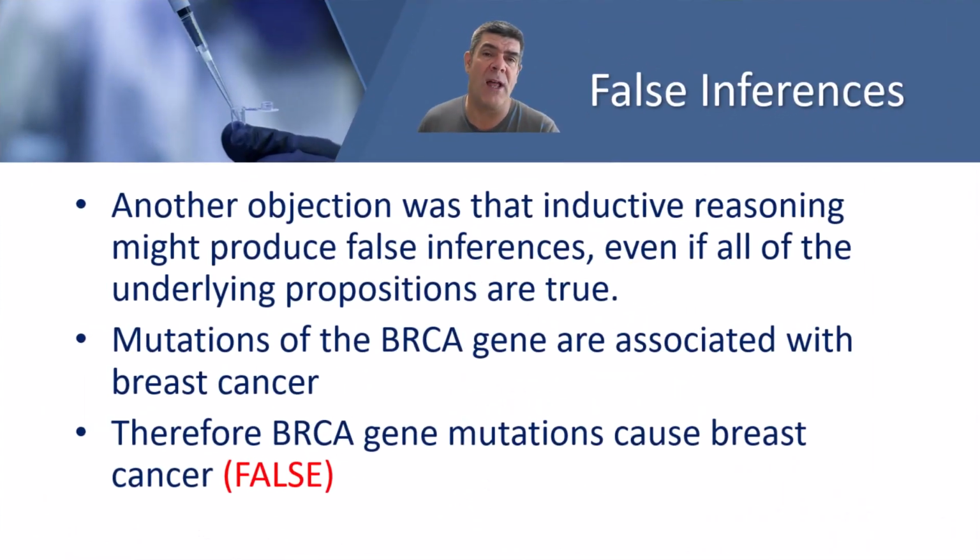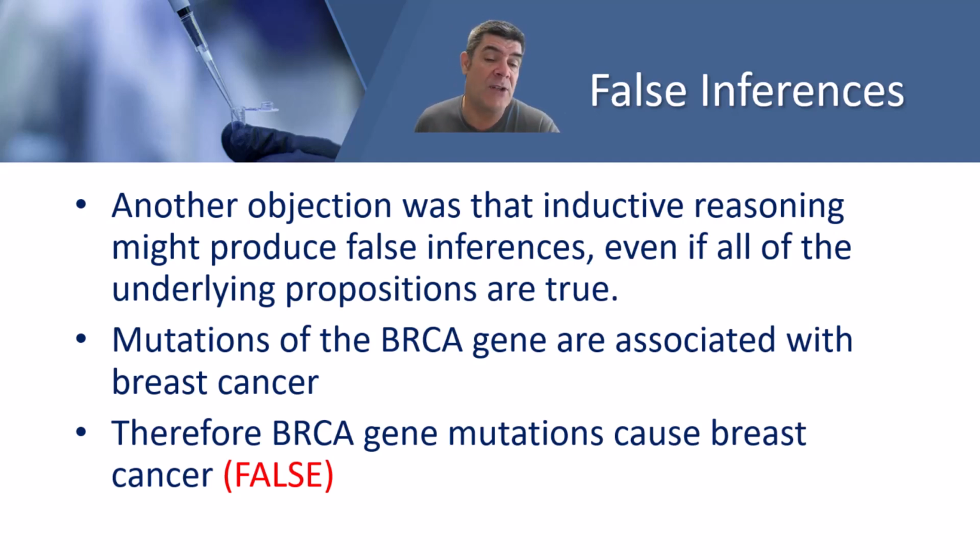One other small example of where the process of induction can break down is where we get false inferences. Sometimes a false inference can be derived even if all of the underlying propositions are true. One example of this comes from the medical field. Mutations of the BRCA gene are associated with breast cancer. A number of women in particular who have the BRCA gene mutation have developed breast cancer. So a conclusion could be that the BRCA gene mutation causes breast cancer.